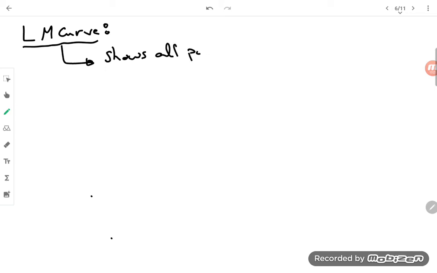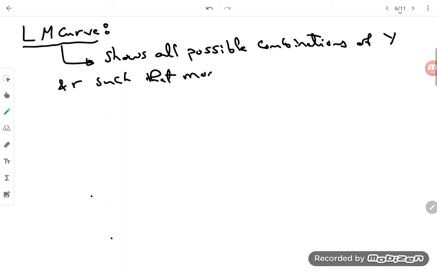all possible combinations of income and interest rates such that the money market is in equilibrium. So this means that along the LM curve, any point along the curve is a point of equilibrium in the money market. Just like what we did in the IS curve, we have to find the LM equation mathematically, and then we have to derive the LM curve graphically.